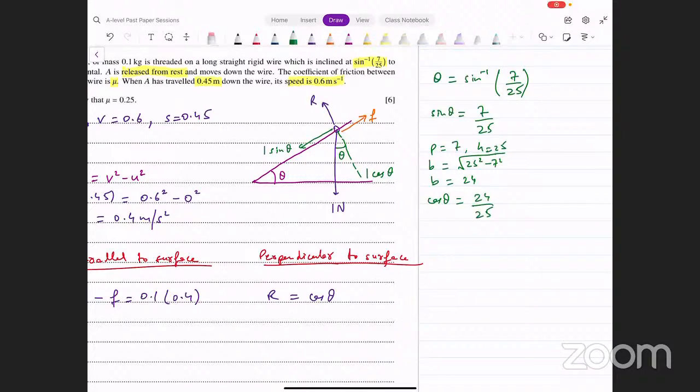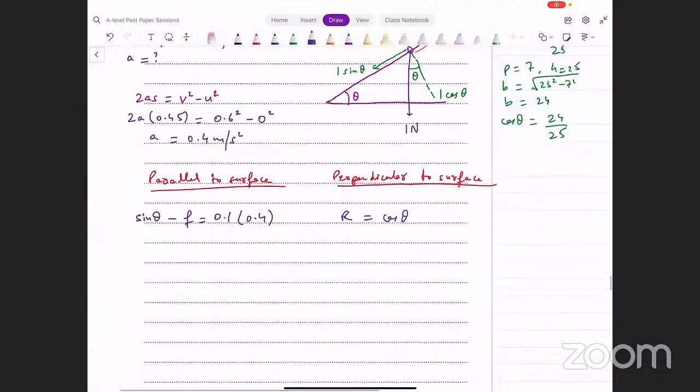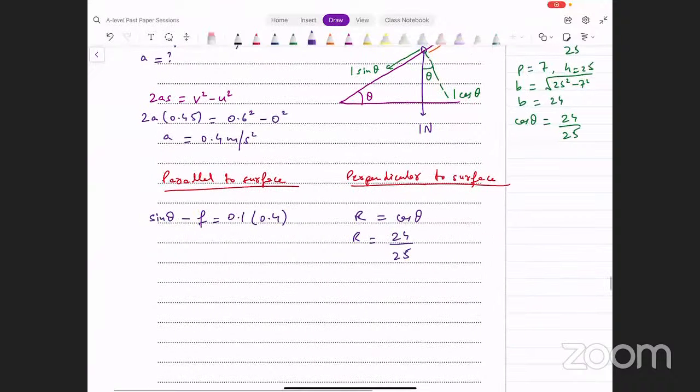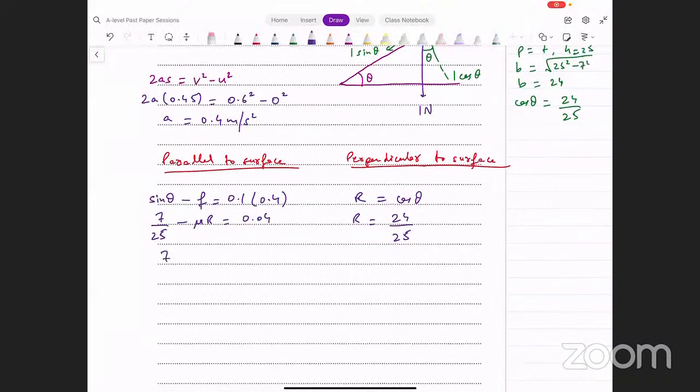ठीक है, let's just input these values there. R is 24/25. ये resistance आ गई. लेफ्ट साइड पे sin theta input कर दें. 7/25 minus the friction. जब move कर रहे होते हैं object, friction is at its maximum value. Friction equals mu times R. So we can say mu into R. That equals 0.1 into 0.4. That's going to be 0.04. Values input कर दें यहाँ पे.